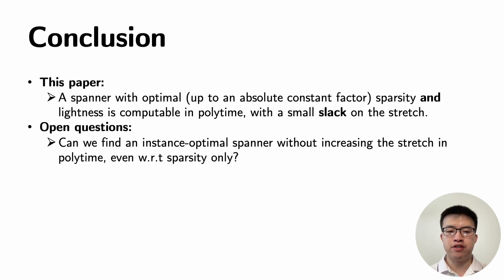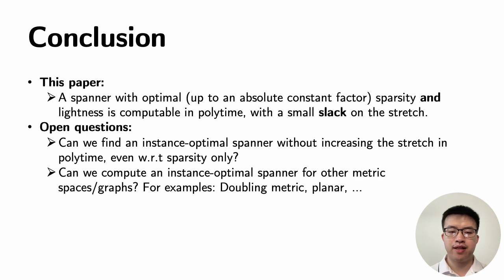For the open questions, the first question is, can you find an instance optimal spanner without increasing the stretch in polynomial time, even with respect to sparsity only? The second question is, can you compute an instance optimal spanner for other metric spaces and graphs, for example, for doubling metrics, for planar graphs?